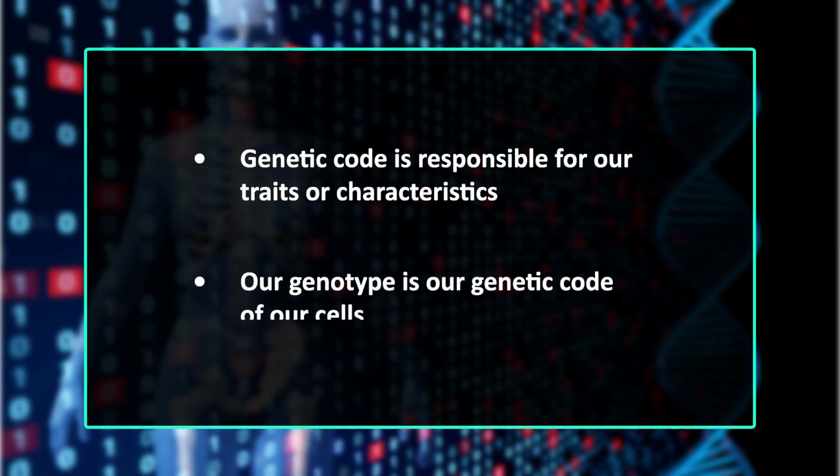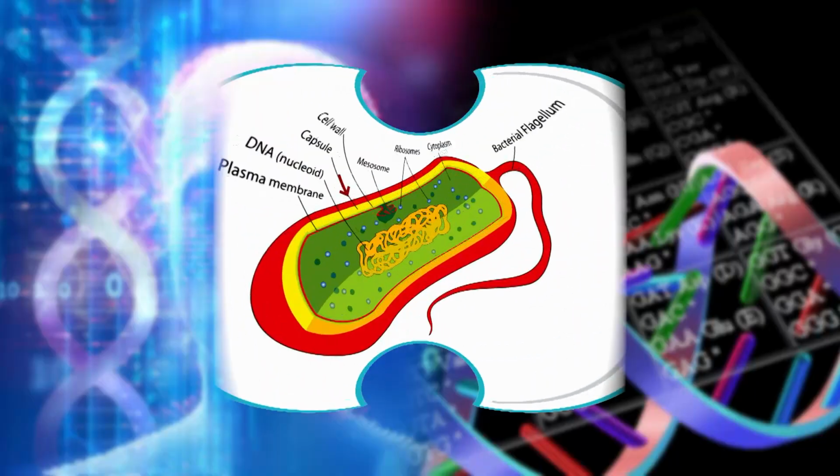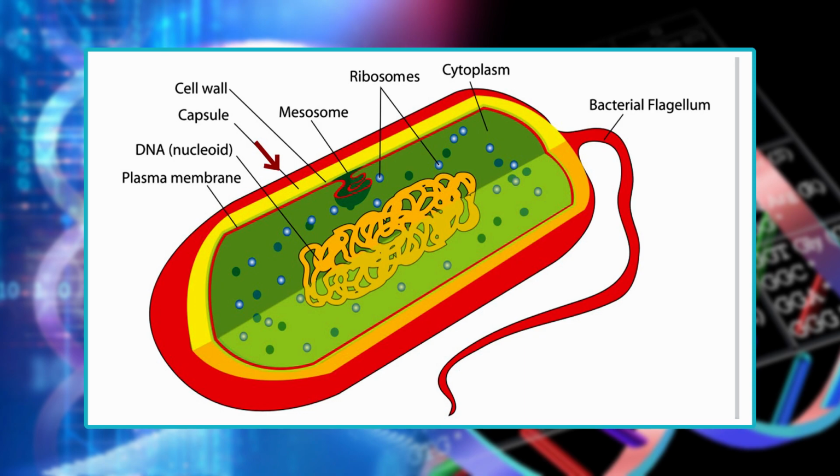Our genotype is our genetic code of our cells. The source of different characteristics or characters of a living being is coded in the genes. So, genetic information is thus passed from one generation to the other in the form of code. It decides the traits of an organism, whether it is a bacterium or a human being. The entire life process is controlled by the genetic code one possesses.